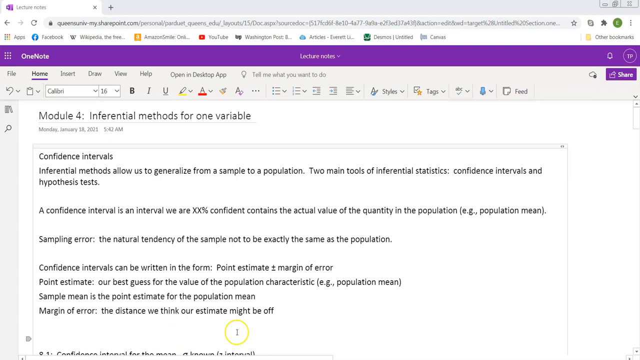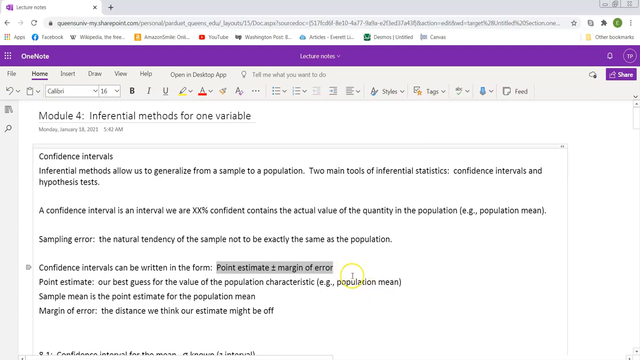So confidence intervals can be written in this form, which I refer to as margin of error form. Point estimate plus or minus margin of error. And I'm pretty sure you've seen this kind of thing talked about before. Around election time, they'll say candidate X is beating candidate Y by 3 points with a margin of error of 2 points. And you know what that means. That means that they think their estimate could be off by the margin of error in either direction.